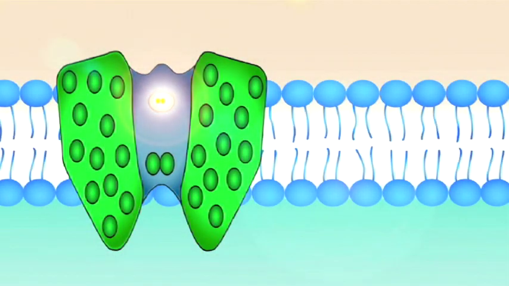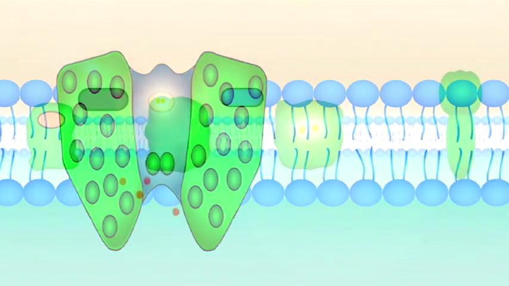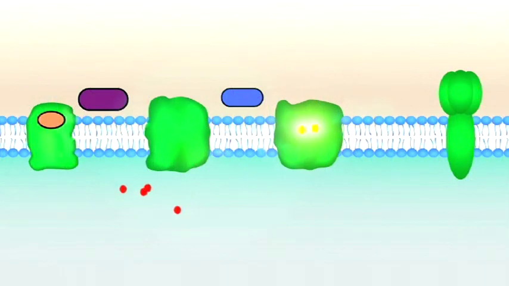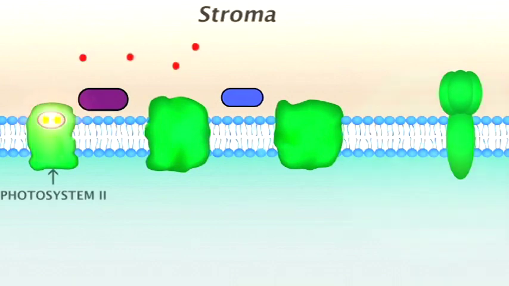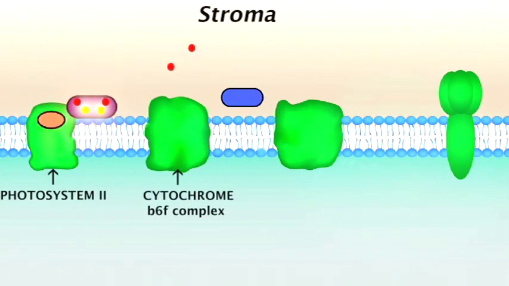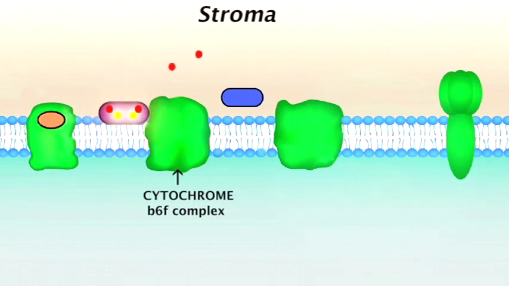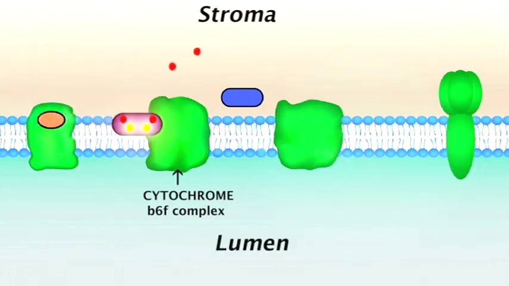The electrons from photosystem II are passed on to a mobile electron carrier molecule known as plastoquinone QB, which also picks up 2 protons from the stroma. The carrier transports the electrons to the cytochrome B6F complex and then releases the 2 protons into the lumen.